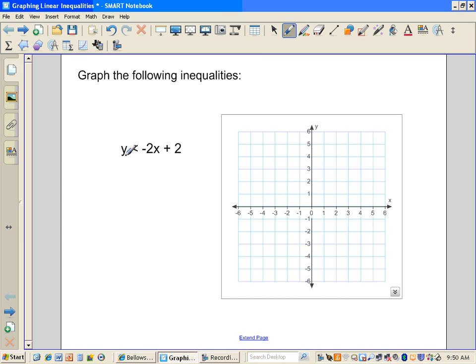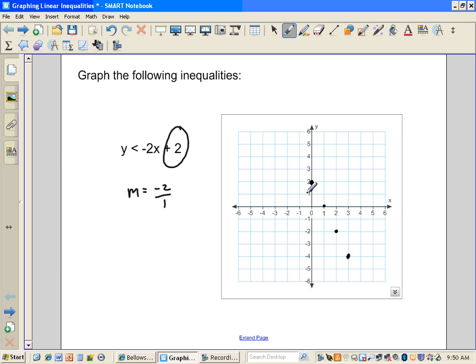So if I want to graph this linear inequality, notice there's a less than sign here instead of an equal sign. Still going to approach this in the same way that we would graph if it said y equals negative 2x plus 2. Start with our y-intercept, positive 2, and our slope, our m, if it's just negative 2, we can put that over 1, so we're going to go from our y-intercept of 2, down 2 and over 1, down 2 and over 1, down 2 and over 1.